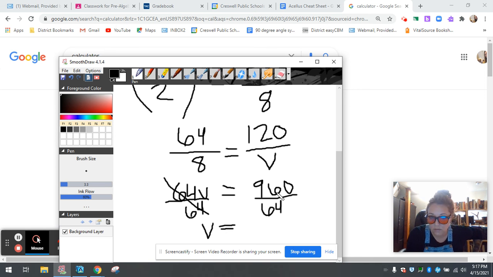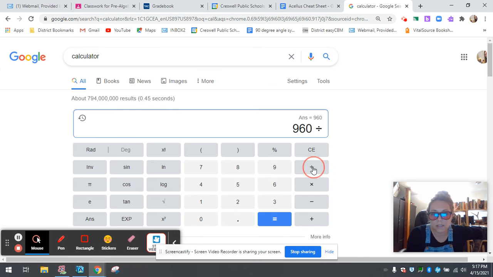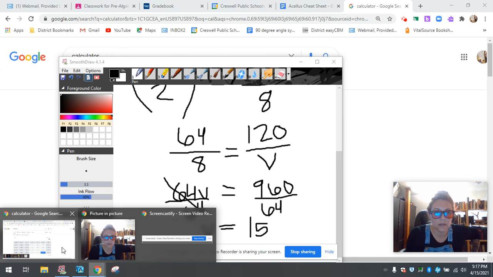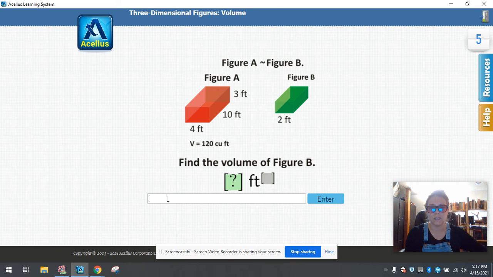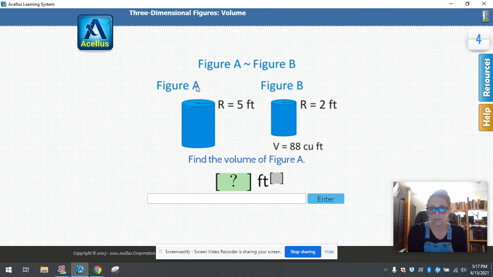Now I'm going to do this. 960 divided by 64. 960 divided by 64 gives me 15. 15. Yay, I found the volume. I'm going to go to my SLS, and I'm going to type in 15 feet cubed. I'm going to put a little 3 here. Bam! Done.